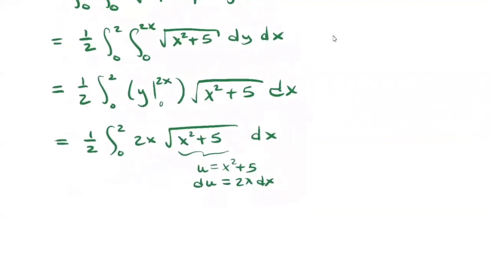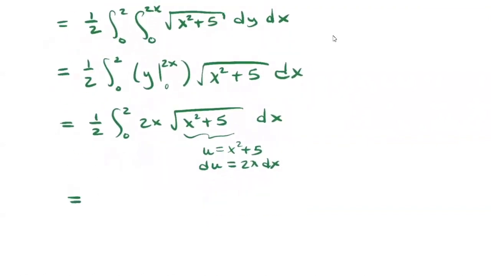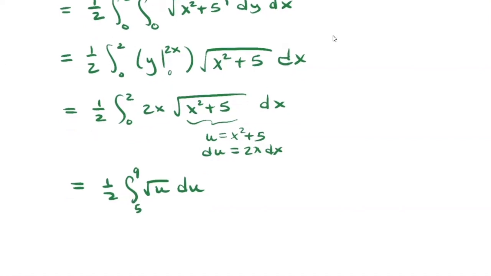And so we're flying along. You've got a 1/2 integral of just the square root of u, du. But if x is 0, then u is 5, and if x is 2, then u is 9. So 5 to 9. Okay, almost done. So that's u to the 1/2. So you got this 1/2, you're going to go u to the 3/2, and you have to multiply by 2/3. And again, u to the 3/2 from 5 to 9.